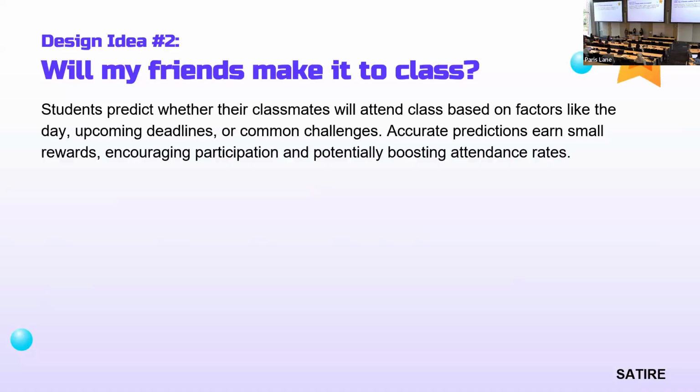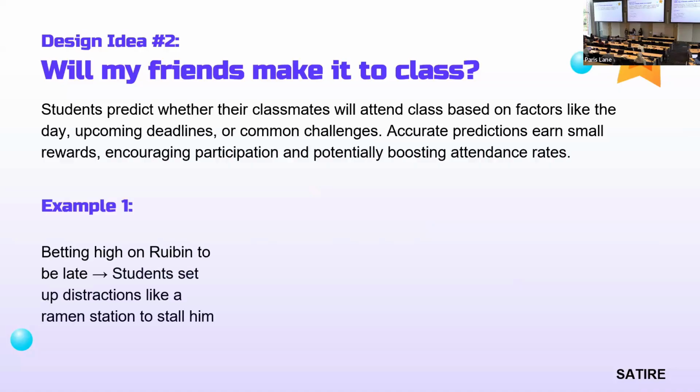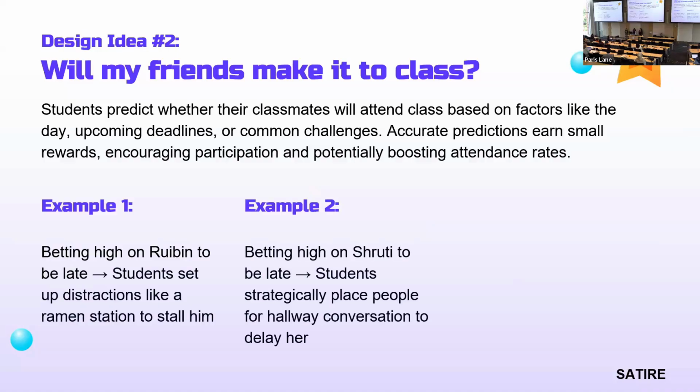The next design idea was to bet on whether your friends would make it to class on time, and that would be based on factors like their personality and other common challenges. This would encourage participation as well as their attendance rates. For example, I know that Ruben is a big foodie, so I would bet high on Ruben to be late for class because I know there's a ramen stop on the way to class. In the second example, I would bet high on Shruti to be late because she's a social butterfly and would probably talk to every person on her way to class.